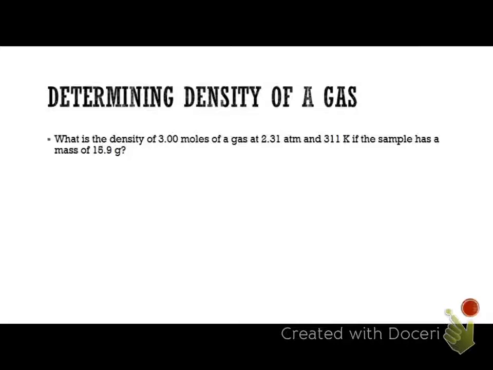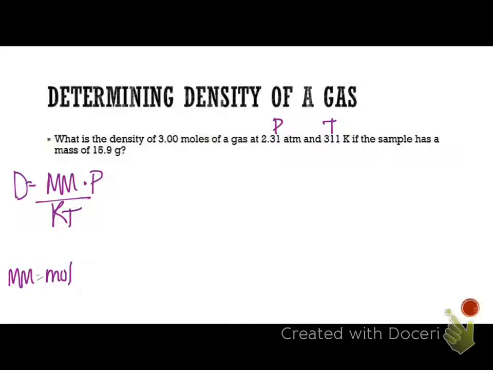Density, this time we're going to be using that other equation. We're going to be solving for density, and density is going to be molar mass times pressure over RT. Okay, this time they tell us what's the density of 3 moles of gas at 2.3, so we get pressure and we get temperature, and that sample has this many grams. Luckily we don't have to do extra conversions because our pressure and temperature are already what we need them to be. However, we don't know what gas this is, so we don't know the molar mass, but remember molar mass? Moles per gram, oh my goodness, let's erase that. Is grams per mole.